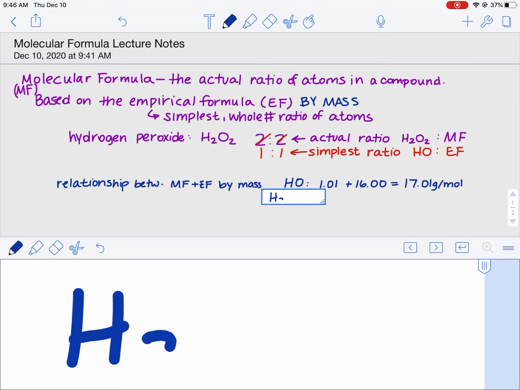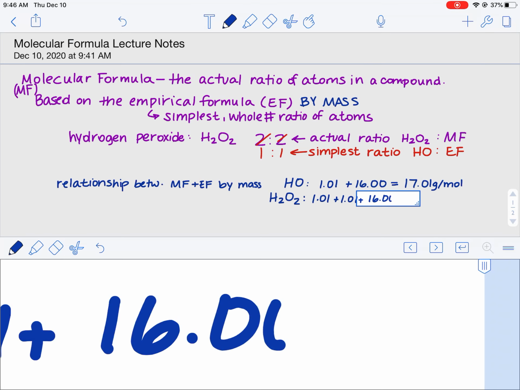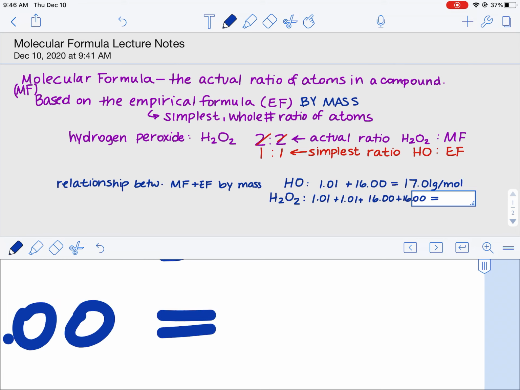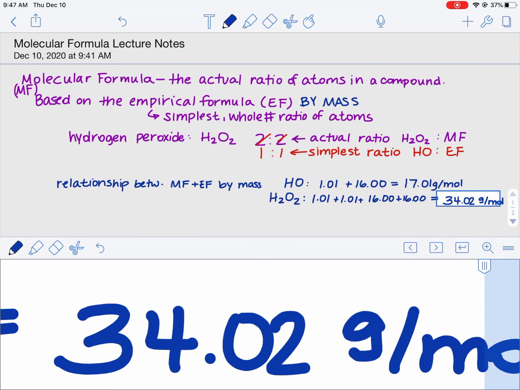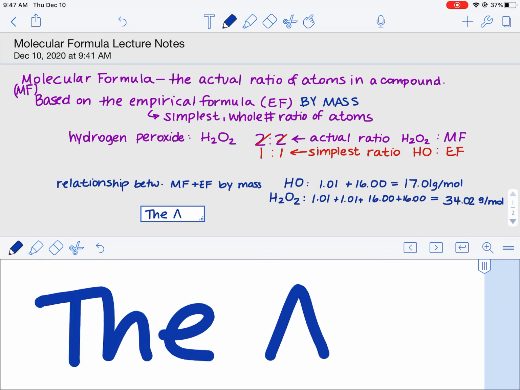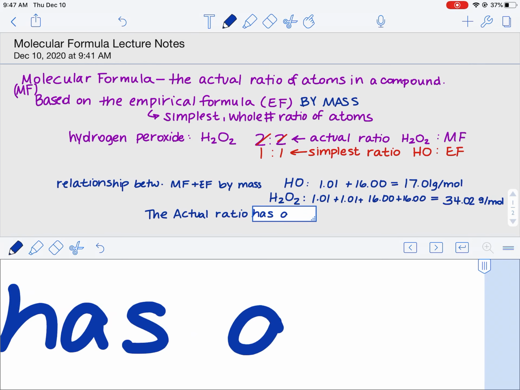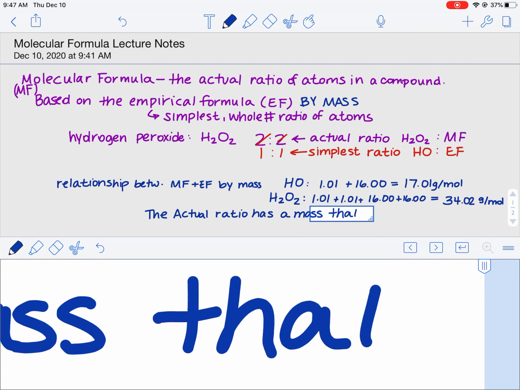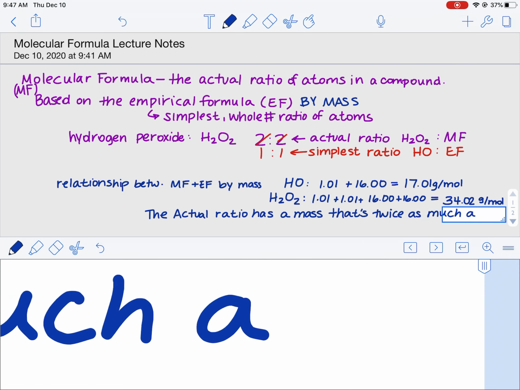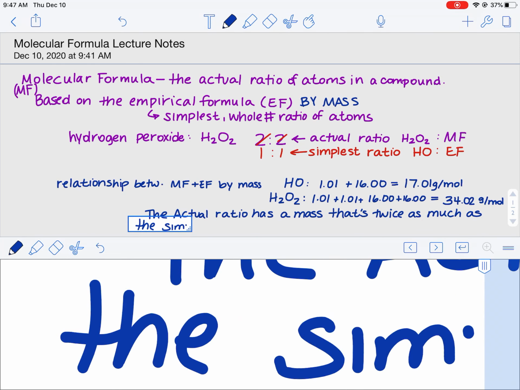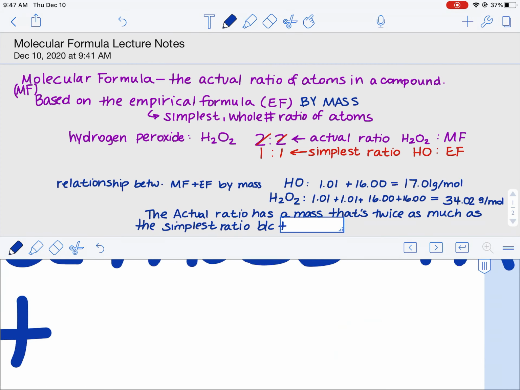If I compare that to the actual ratio of H2O2, I have 2 hydrogens and 2 oxygens, for a total mass of 34.02 grams per mole. The actual ratio has a mass that's twice as much as the simplest ratio, because there are twice as many atoms.